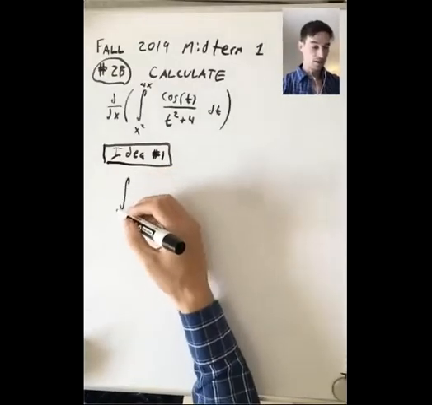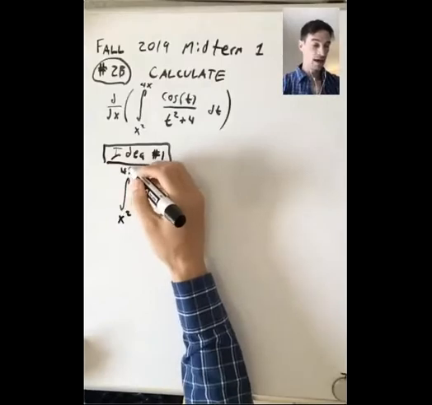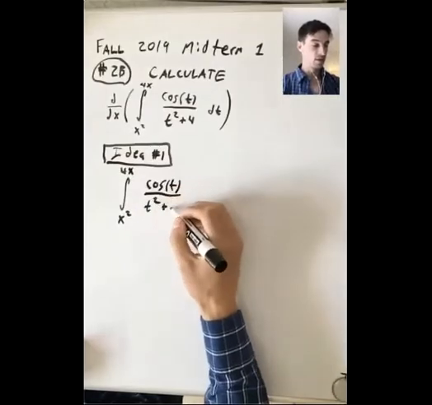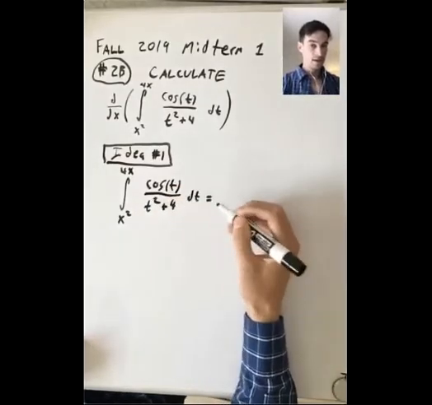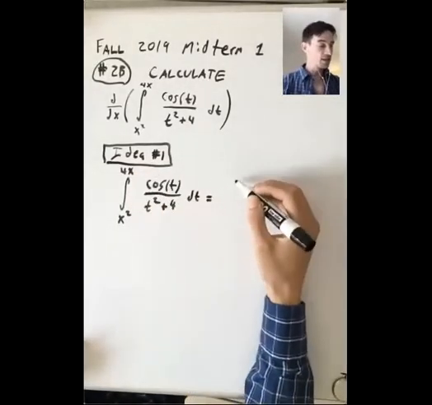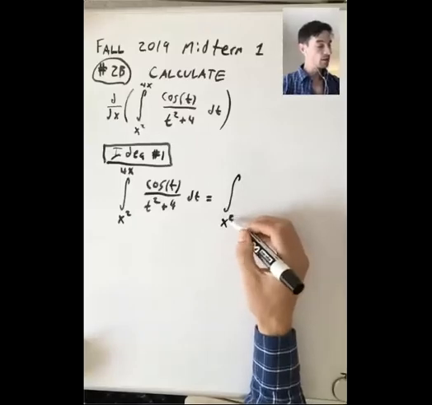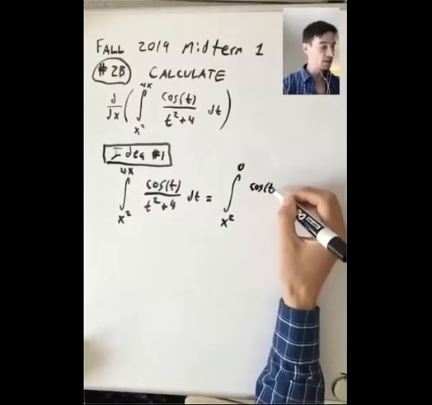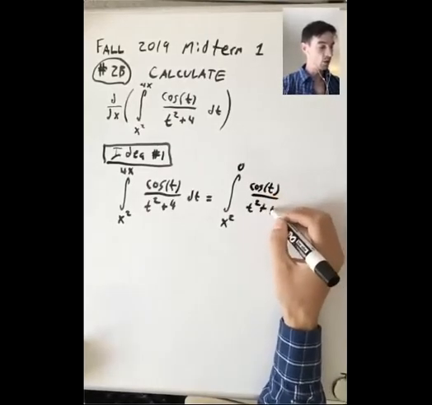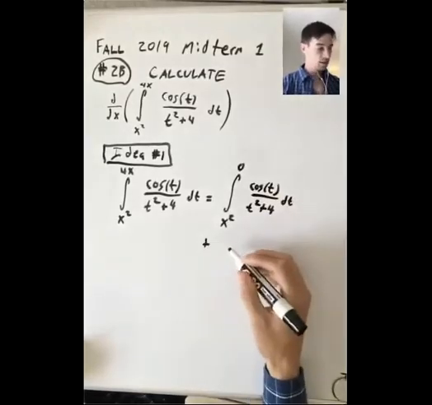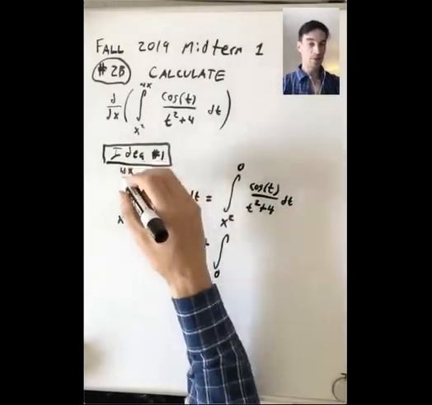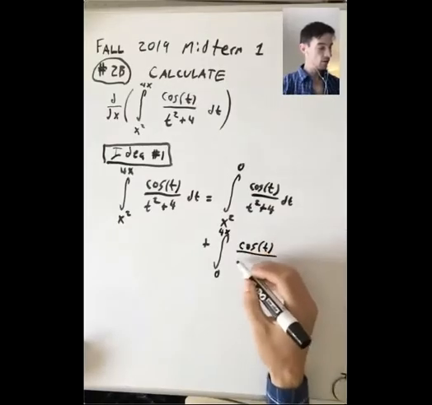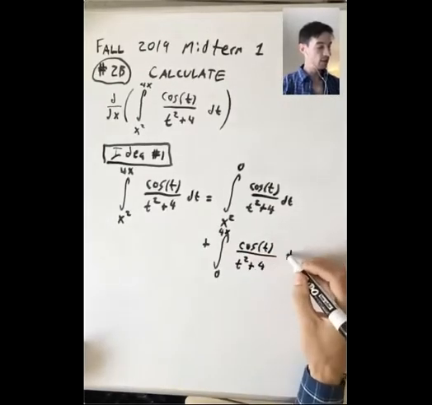We know that the integral from x squared to 4x of cosine t over t squared plus 4 dt is equal to, and we can choose to split this up in the middle at any point we want, so I like to always pick 0, the integral from x squared to 0 of this same function, cosine t over t squared plus 4 dt, plus the integral from 0 up to the top endpoint, the rest of the way, 0 to 4x of cosine t over t squared plus 4 dt.